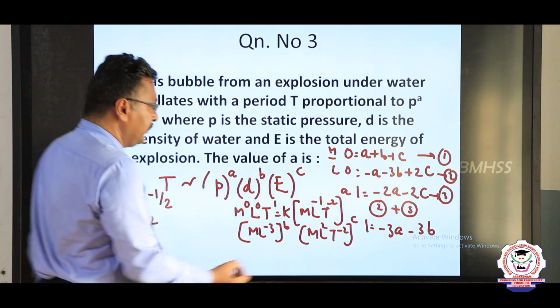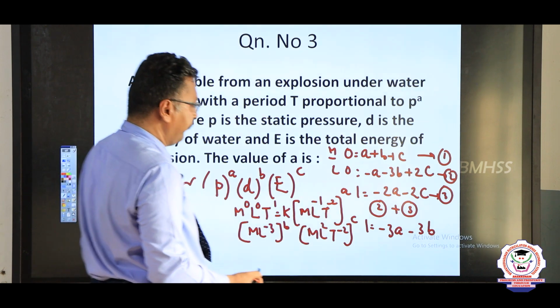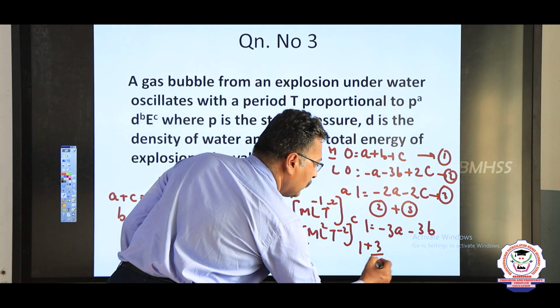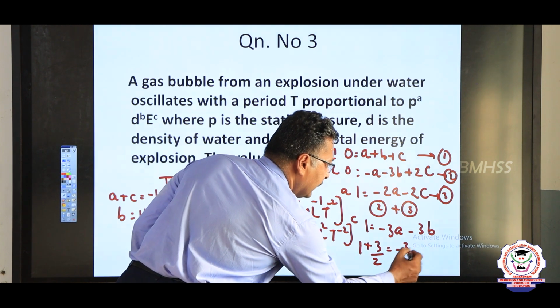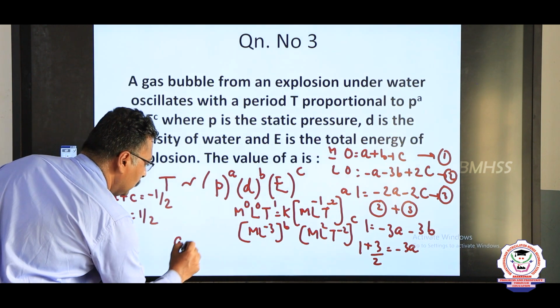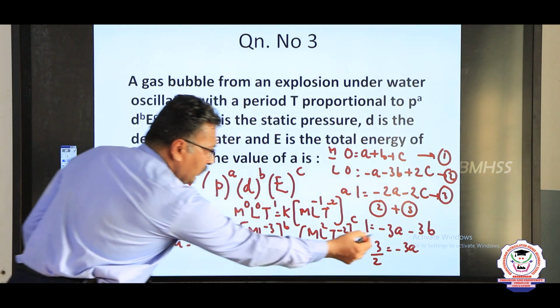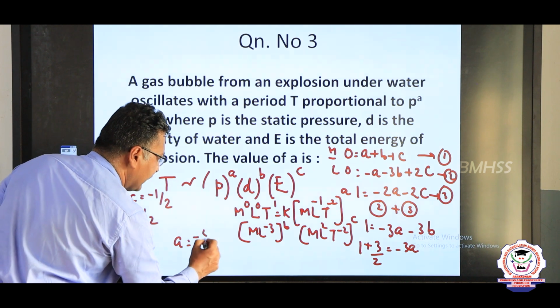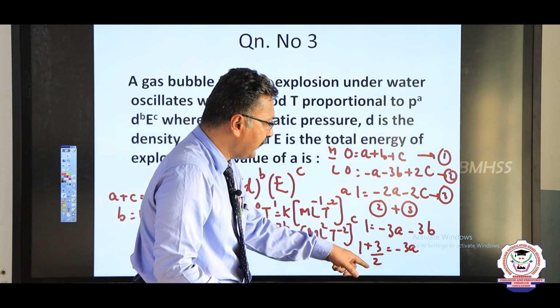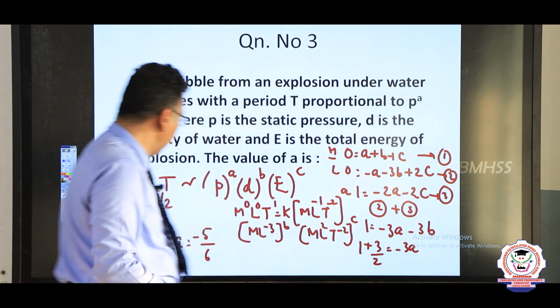So what is that? B is equal to half. So 1 minus 1 plus 3 by 2 is equal to minus 3A. So A is equal to 2 plus 3, 5 by 2, A is equal to minus 5 by 6.